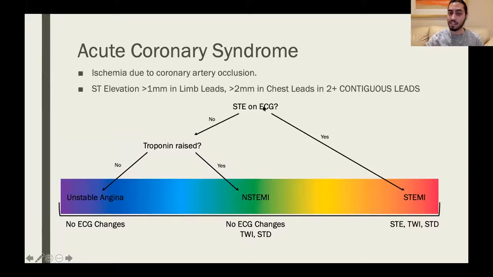And to see that on that ECG, like we said, you've got to just check if there's any in the first place. If there is, you're dealing with a STEMI. If there's not, the next step would be to check the troponin. If that is raised, then it's an NSTEMI. If it's not raised, then unstable angina.